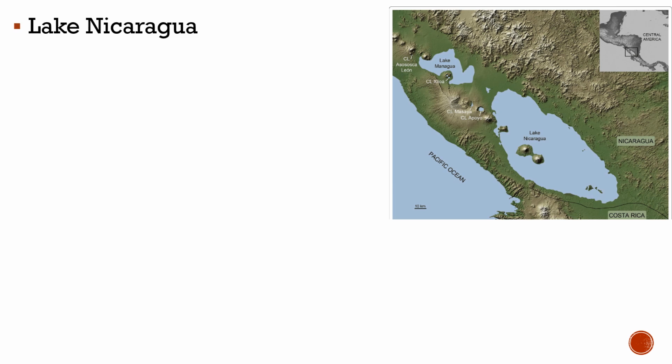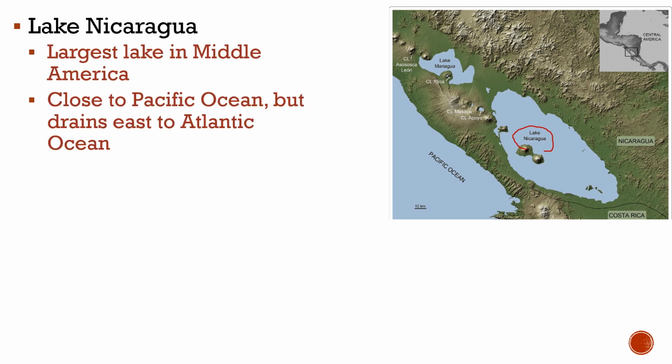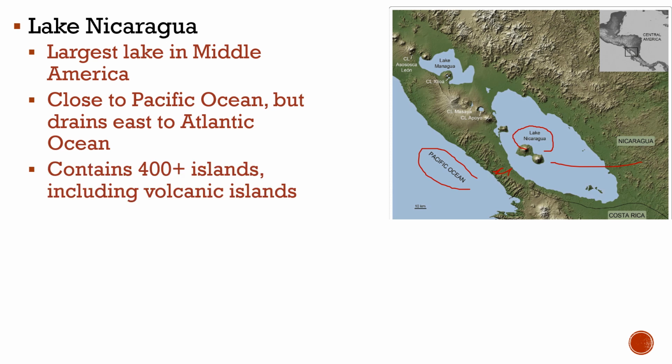All right, so if we start on some of these physical features, first of all, Lake Nicaragua. It's the largest lake in Middle America. It's very close, as you can see here, to the Pacific Ocean, just a small narrow strip of land there that separates it. But even though it's that close to the Pacific Ocean, it actually drains into the Atlantic. It has about 400 islands. You can see a few of them, definitely not 400, but there are many, many islands, and this includes a lot of volcanic islands found within this lake.